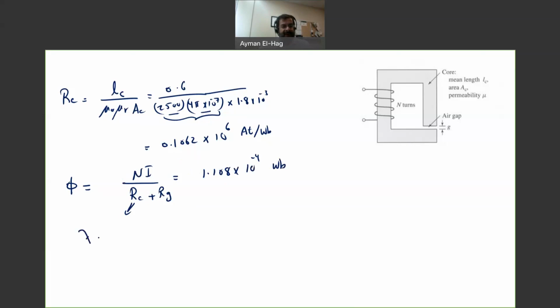And the flux linkage is nothing but N times phi, which is equal to 83 times 1.108 times 10 to minus 4, which is around 92 times 10 to minus 4 Weber. So this is a very fundamental, basic question that talks about the impact of assuming mu r is infinity and how to include the air gap in a simple magnetic circuit.